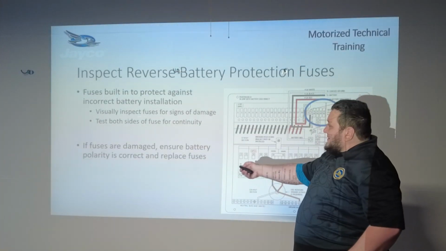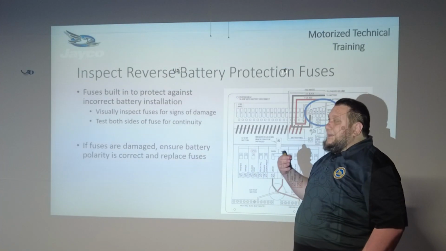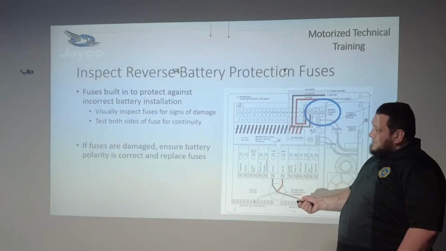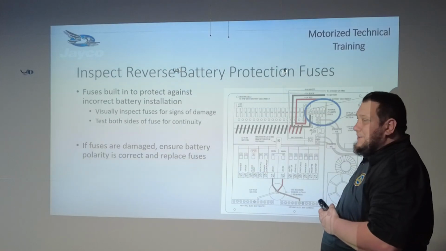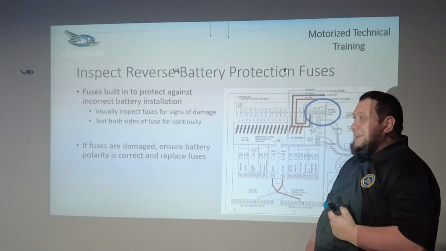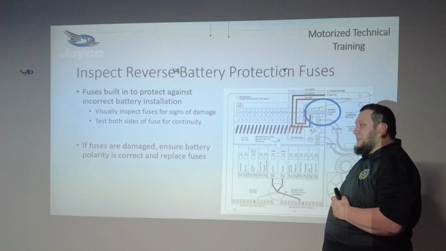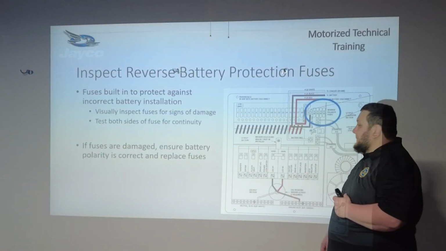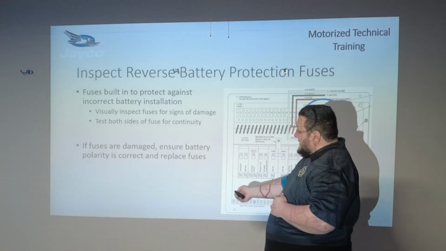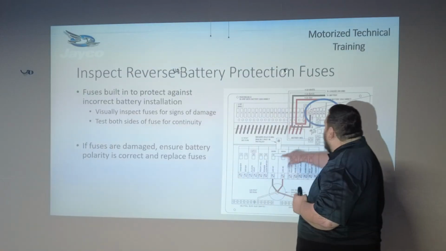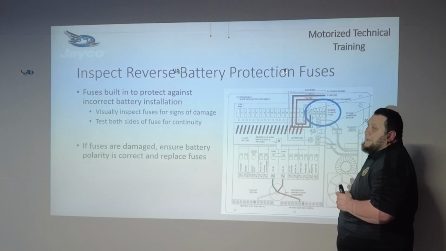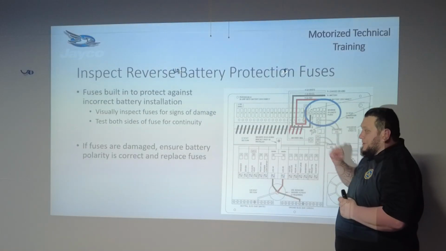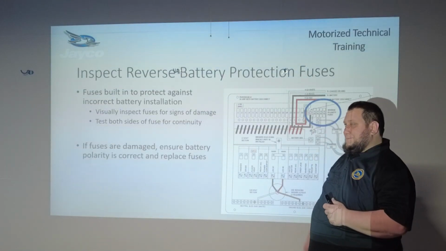So then what you would do is test both sides for continuity. If the fuses are damaged, and I'll tell you, they'll pop right away. If there's reverse polarity, it will do it right away. It's not going to be 10 minutes later. It's going to be an instantaneous pop. We're going to ensure that our battery polarity is correct. We're going to make sure that our positive is hooked up to our positive, our negative is hooked up to our negative. And then we're going to replace those fuses.